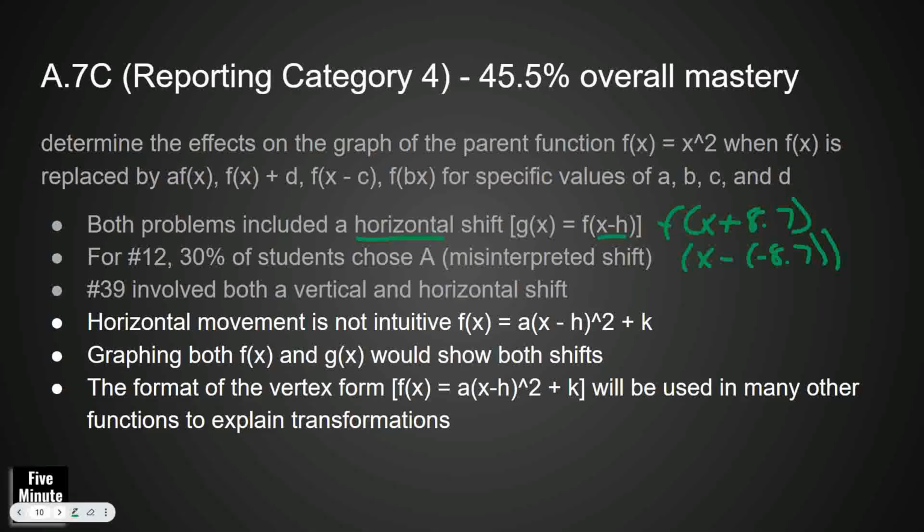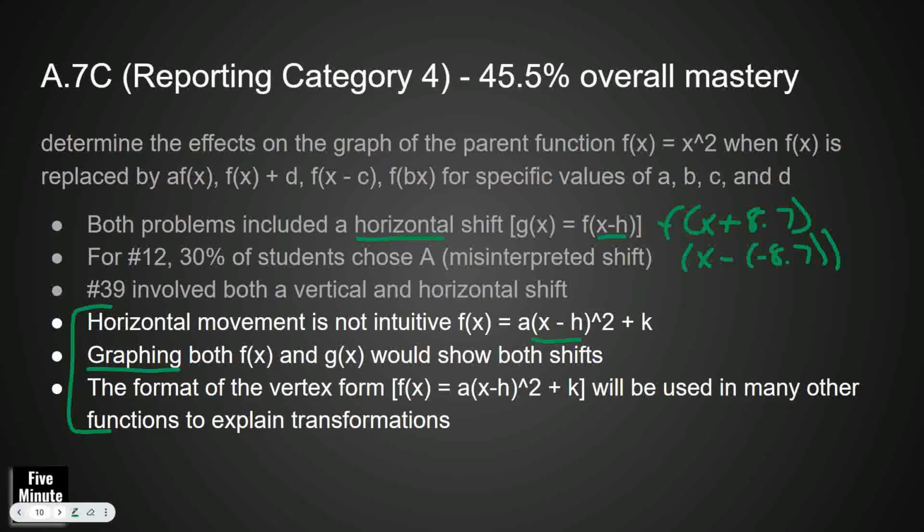Number 39, that was the second one. It involved both vertical and horizontal, so it was actually a little bit easier to see where the x and the y value were because you had to deal with both, not just one. So instructional implications are down here. It's this horizontal movement, not the most intuitive. We have to spend a lot of time getting students to understand that x minus h. And honestly, the best way to do that is to graph it.